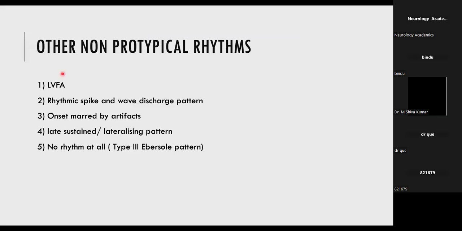After seeing those type 1 and different rhythms, the prototypical rhythms, there are other non-prototypical rhythms seen in temporal lobe epilepsy: LVFA, low voltage fast activity, rhythmic spike and wave discharge patterns, onset marked by artifacts, late sustained or lateralizing patterns. And there can be no rhythm, which we have discussed as the type 3 episode pattern.